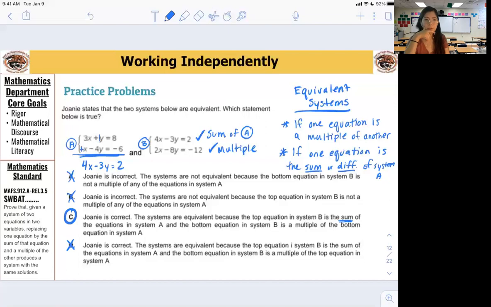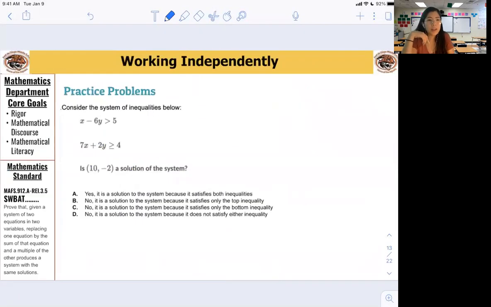Okay. Moving right along. Consider the inequalities below. Is 10 comma -2 a solution to the system? How do I check that? By plugging in the solution. By plugging those numbers in, and if it's a solution, what does it have to do? Let's actually just plug it in and see what I mean.